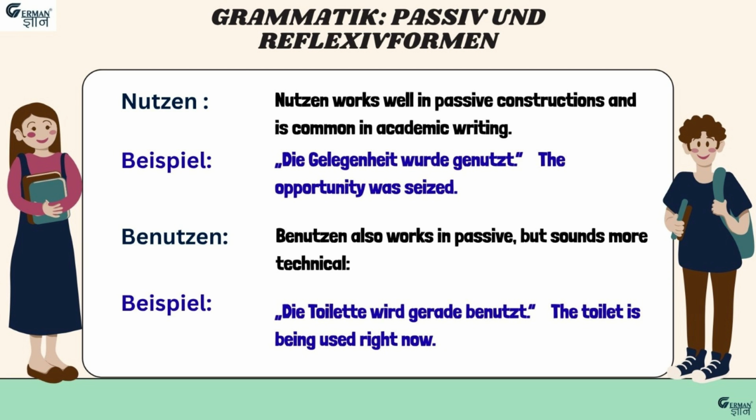Another difference is on the basis of passive and reflexive forms. Nutzen works well in passive constructions and is common in academic writing. For example, die Gelegenheit wurde genutzt means the opportunity was seized or used. Benutzen also works in passive but sounds more technical. For example, die Toilette wird gerade benutzt means the toilet is being used right now.